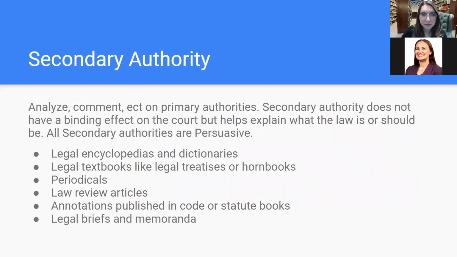So secondary authority. Secondary authority usually analyzes, comments, etc. on primary authorities. Secondary authority does not have a binding effect on the court, but helps explain what the law is or what it should be. So secondary authorities are all persuasive, and they include things like legal encyclopedias and dictionaries, legal textbooks, treatises or hornbooks, legal periodicals, law review journals, law review articles, annotations published in code or statute books, or legal briefs and memoranda.